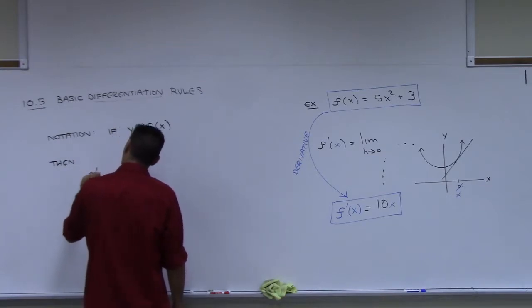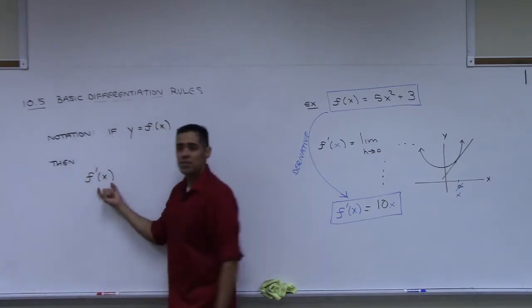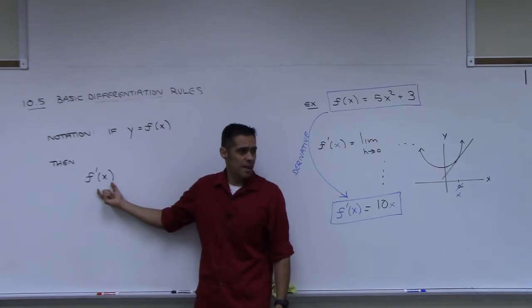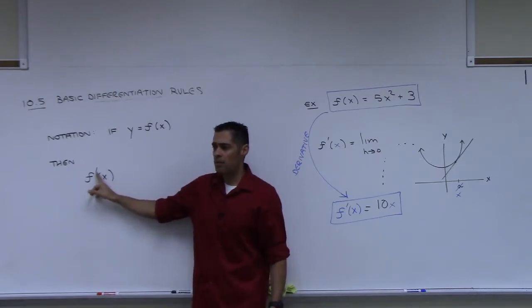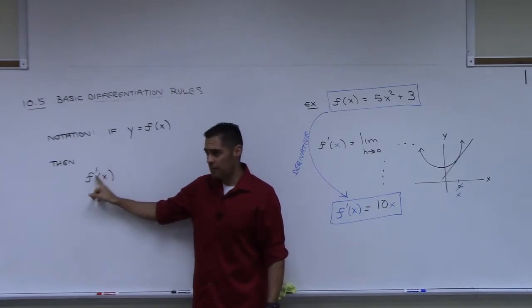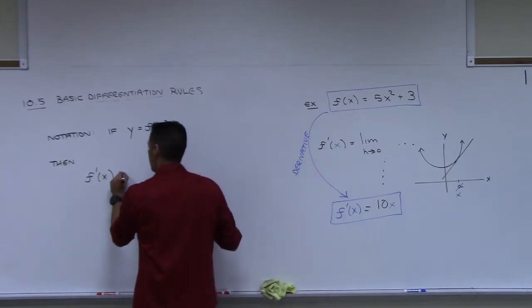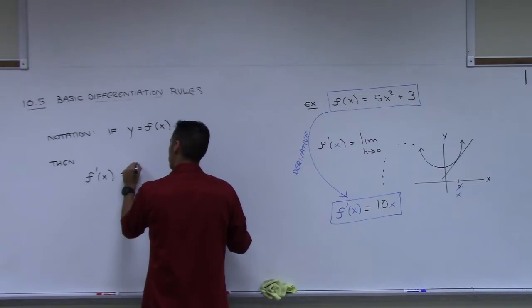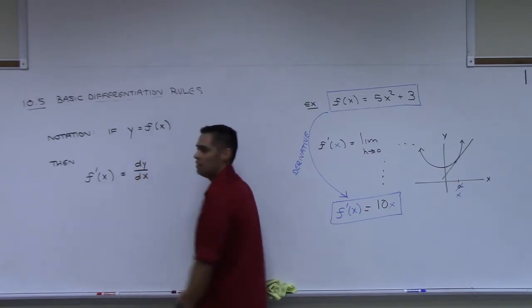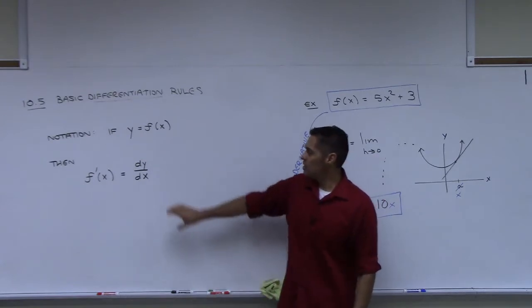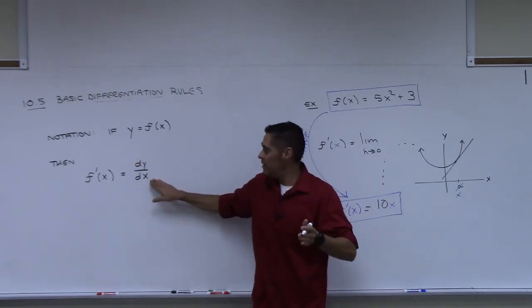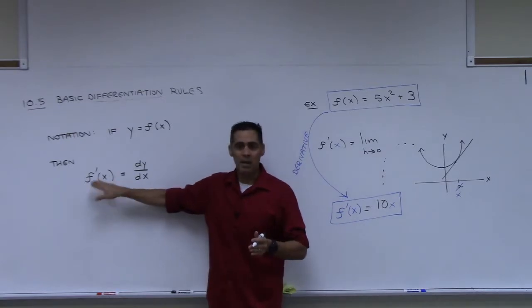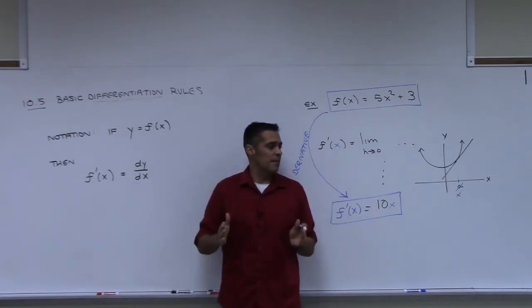So if we start out with a function of x right here, then f prime of x means take the derivative of it, right? That's the notation that we used from last class. Y'all remember that little prime mark? Okay, that means take the derivative. But that's also the same as this notation, dy/dx. Okay, so if you see dy/dx, it means exactly the same thing as this. So we have two different notations for the same exact thing.